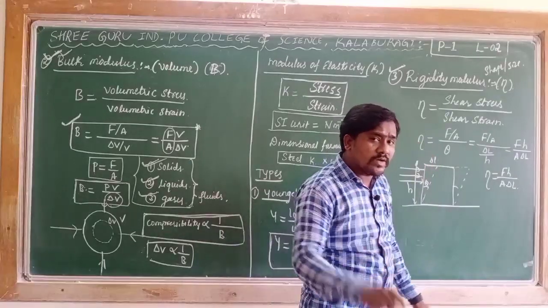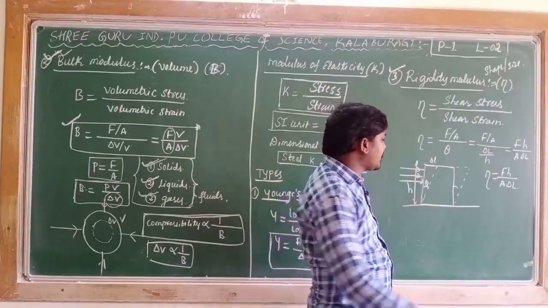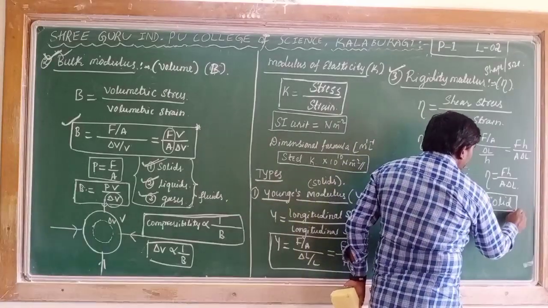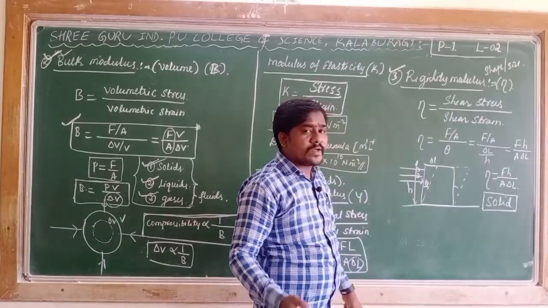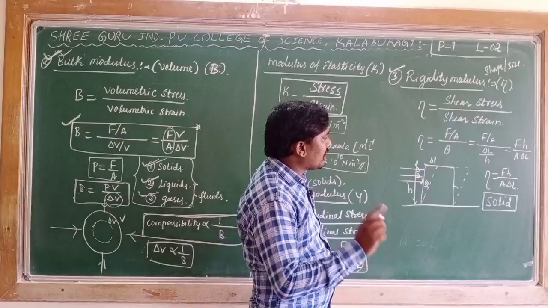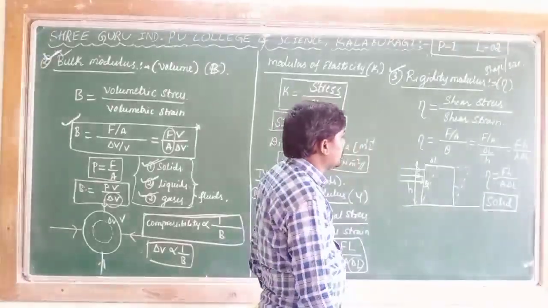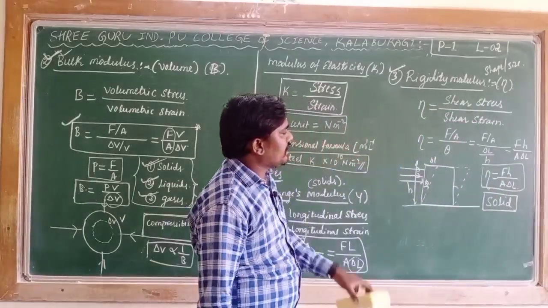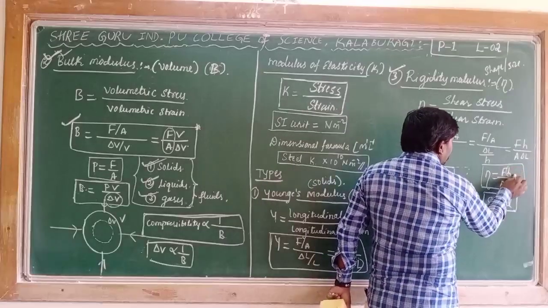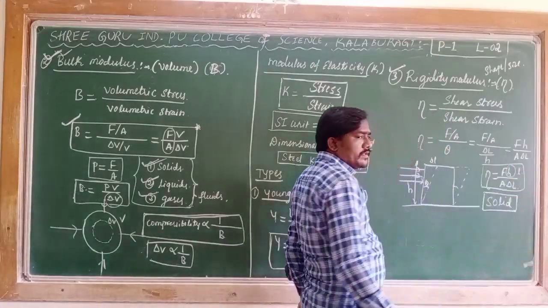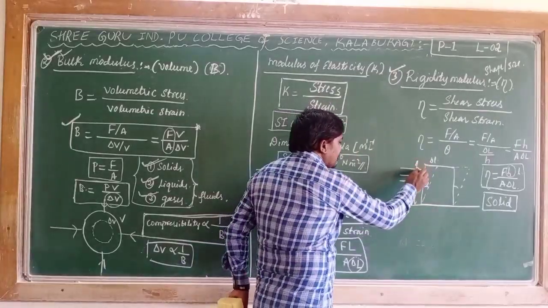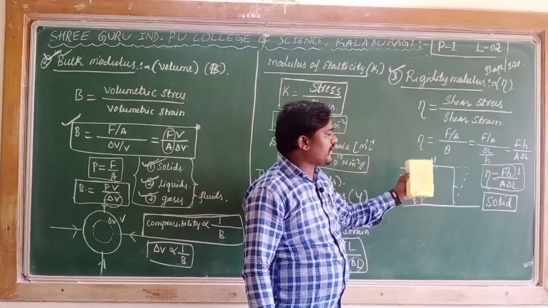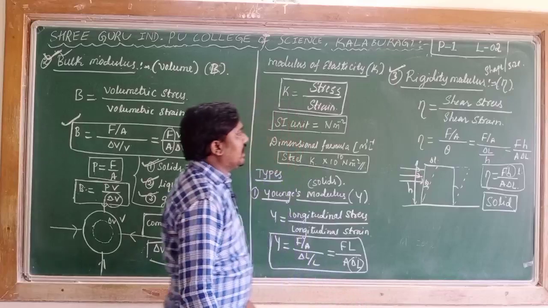Rigidity modulus also explains the state of matter, which is definitely solid only. It is not possible to apply this rigidity modulus to liquids or gases; it is applicable only to solid materials. What is the formula for shear modulus? That is F H by A into delta L. In some books they consider length also. You can consider it as the height, just H, or as the length of the solid body, just L.